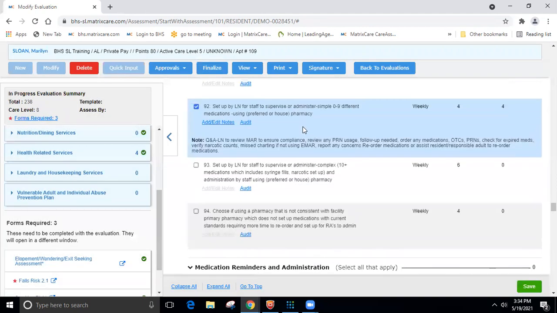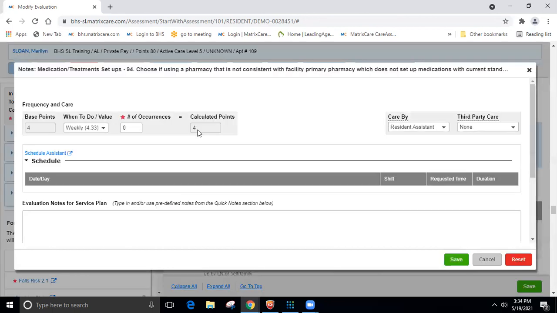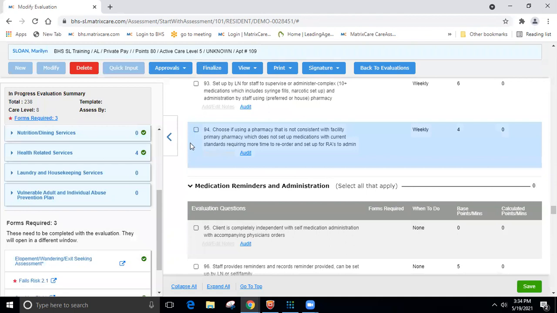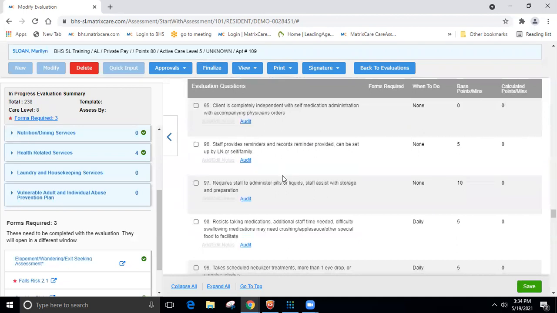So you're counting, how many meds are we managing? Simple or complex? And then of course, if we use an outside pharmacy, we're going to get 4 more points just because it does take a lot of time to order through the VA and other such pharmacies when it's not a regular. Then the next section is about how many times a day are we giving their medications.